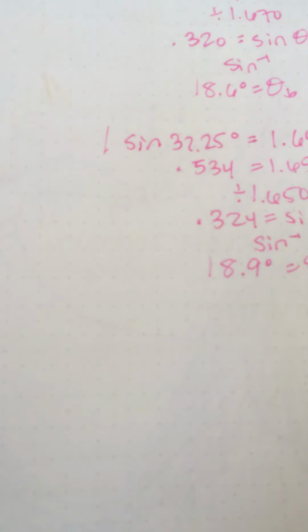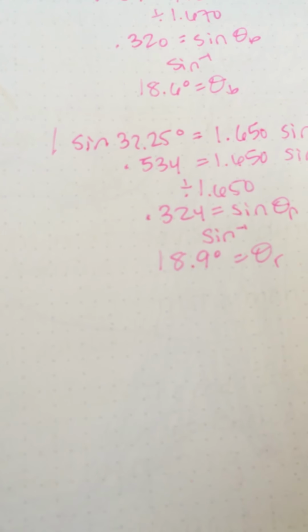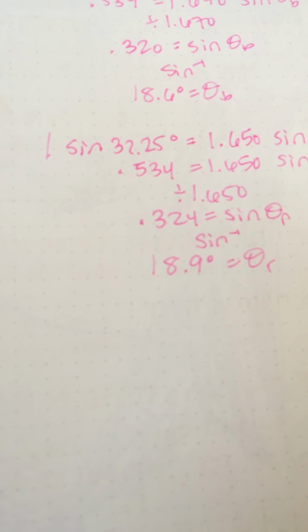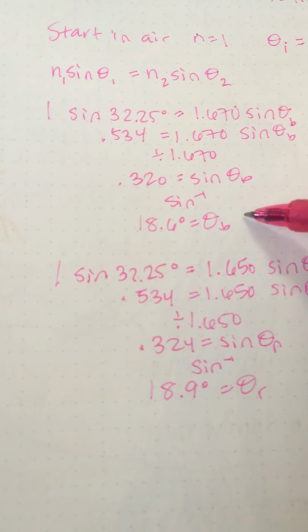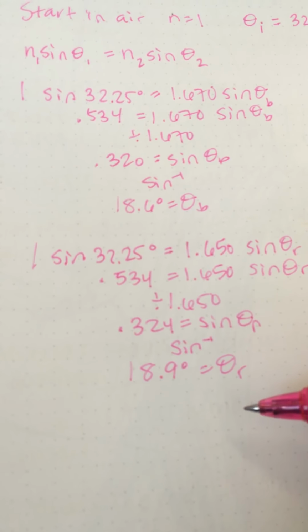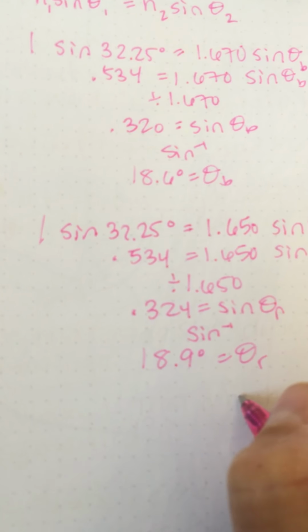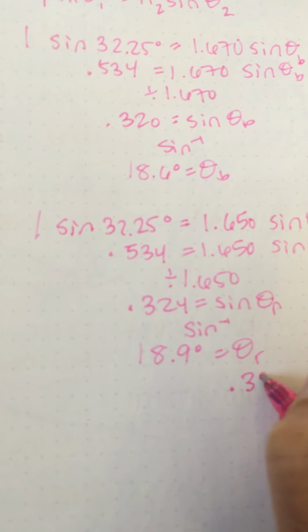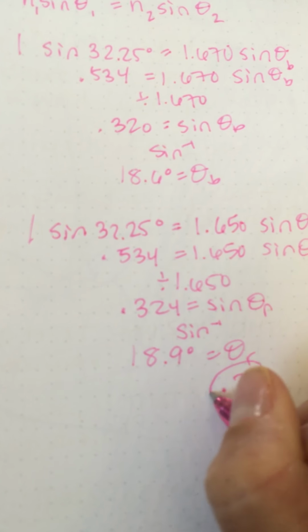Now I finally have to go back and see what it's asking me. It's asking me for the difference between the angles here. And so I have one at 18.6, the other one at 18.9. So I have a difference of only 0.3 of a degree. And that's my answer.